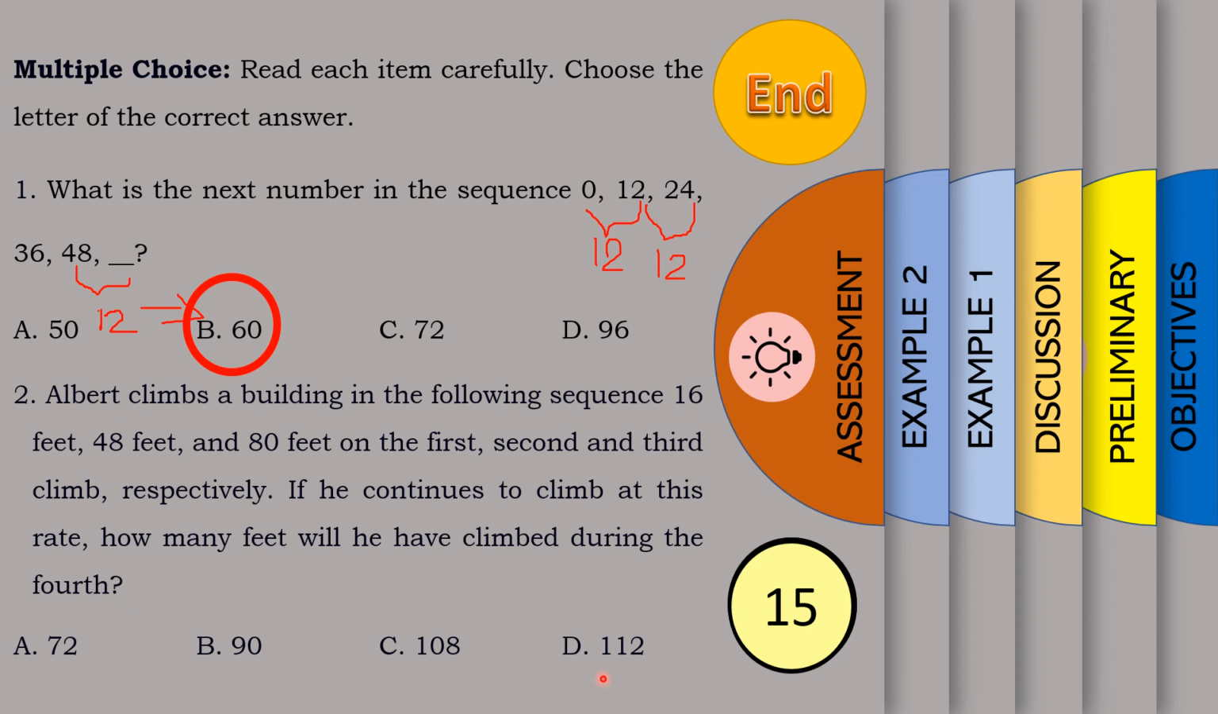Again, I'm going to repeat the question. Albert climbs a building in the following sequence: 16 feet, 48 feet, and 80 feet on the first, second, and third climb, respectively. If he continues to climb at this rate, how many feet will he have climbed during the fourth? Is it A, 72, B, 90, C, 108, or D, 112? Your 15 seconds starts now.